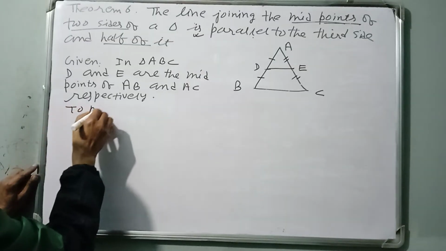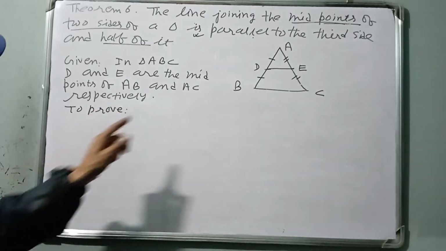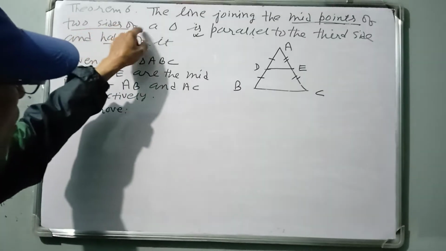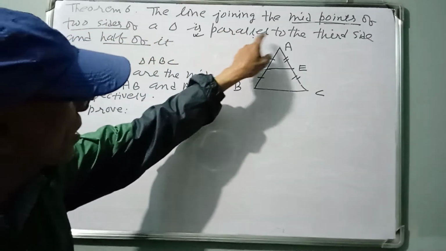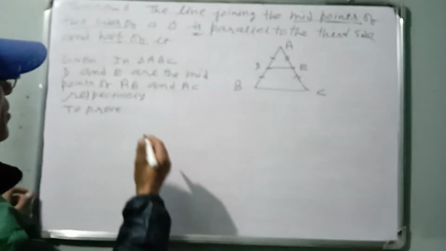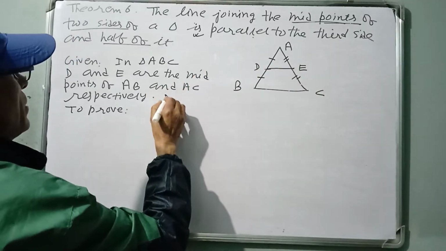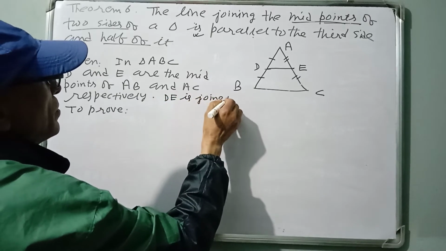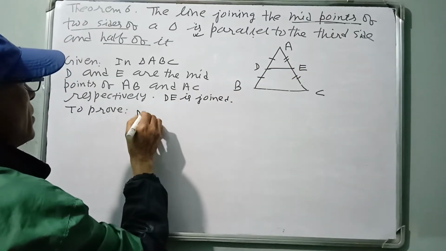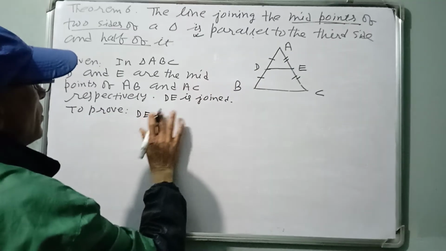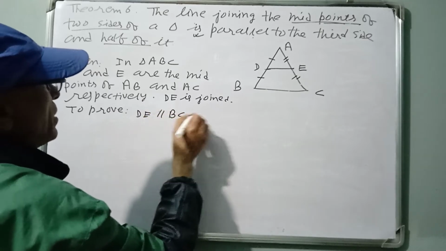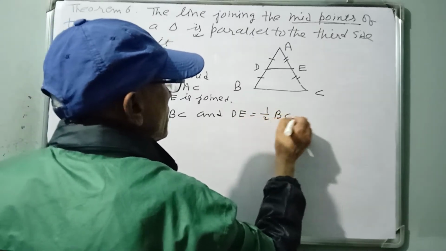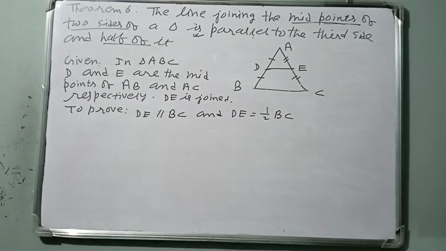What is to prove? To prove, how to find out? The line joining the midpoints of two sides of a triangle is parallel to the third side. Which is parallel to the third side? The line DE. Here DE is joined. Which is parallel? DE is parallel to the third side BC and DE is half of BC. DE is half of BC and parallel to BC.